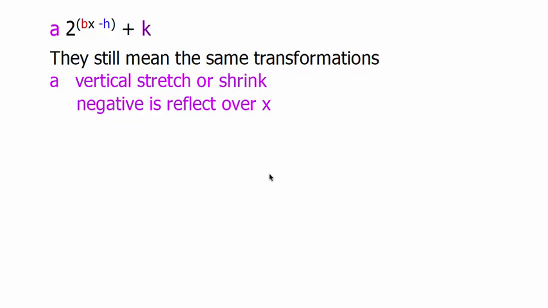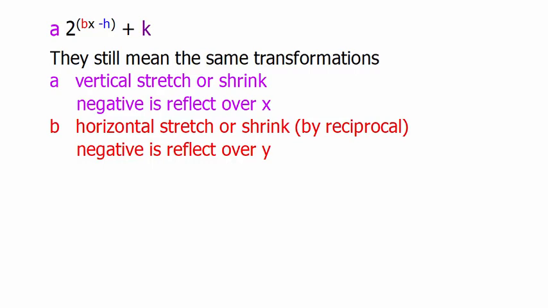First one is A. It's a vertical stretch or shrink by whatever that number is. Larger than 1 stretch, smaller than 1 shrink. If it is negative, it reflects over the x. B is the horizontal stretch or shrink, and it's always by the reciprocal. So whatever the number is, I flip it. And if it's negative, it's reflected over the y.